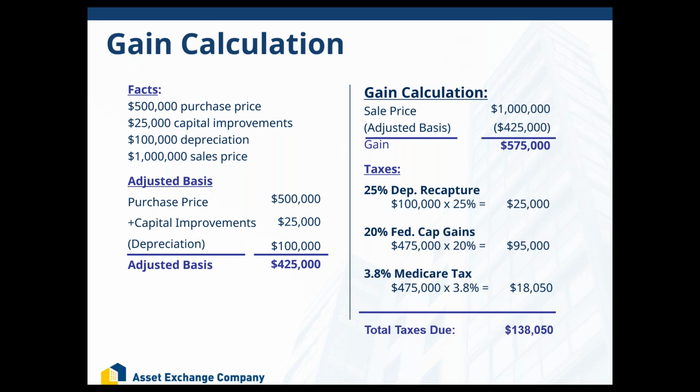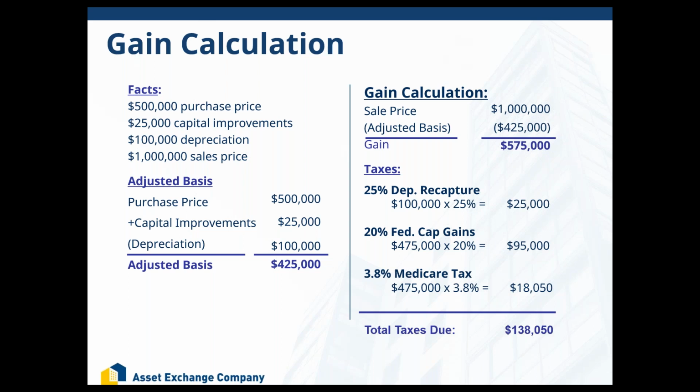Now, how much are we selling it for? We're going to sell it for $1 million. So we'll take that $1 million sales price, deduct the adjusted basis of $425,000, and that gives us a gain of $575,000. Now, how much of that was depreciation? $100,000. We're going to take that $100,000 out of that number, because the depreciation recapture tax, that 25% tax, is actually calculated as a separate line item.